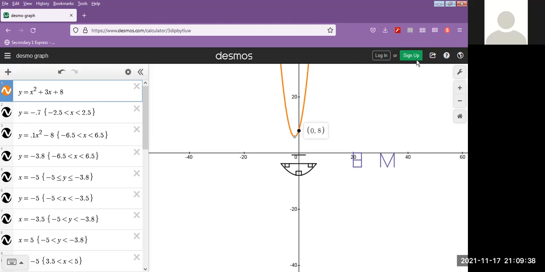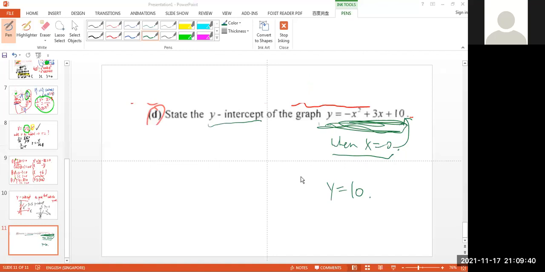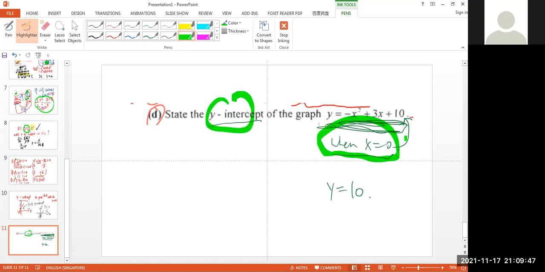But if you don't have this available, what you do if they ask for the y-intercept next time, just remember to sub in x equal to 0 into the equation. Because when you sub in x equal to 0, you end up with y equals minus 0 squared plus 3 times 0 plus 10. So 0 squared is 0, 3 times 0 is 0. So you end up with y equals 10. So that's how I get y equals 10. Are you clear?